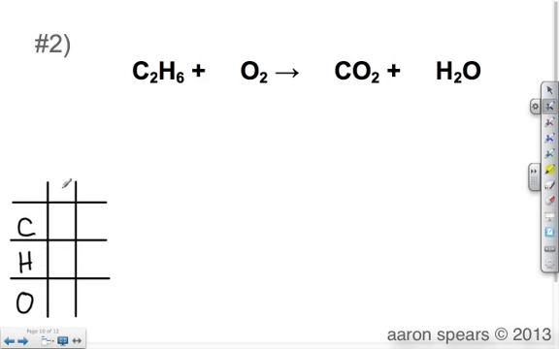I'm going to make a count of the carbon, hydrogen, and oxygen atoms on the reactant and on the product side. Starting with the reactant side, I see that there are 2 carbon atoms, 6 hydrogen atoms, and 2 oxygen atoms. Looking at the product side, I find 1 carbon atom, 2 hydrogen atoms, and 3 oxygen atoms. Next, I want to put a box around each reactant and product.